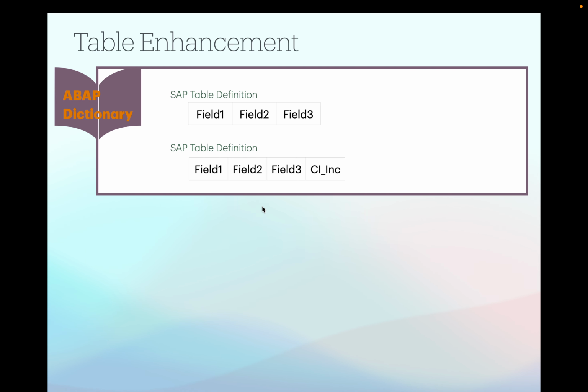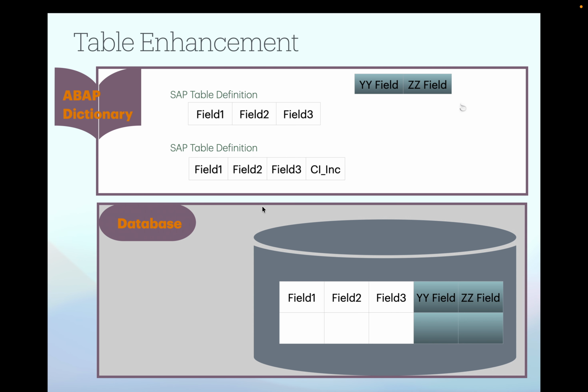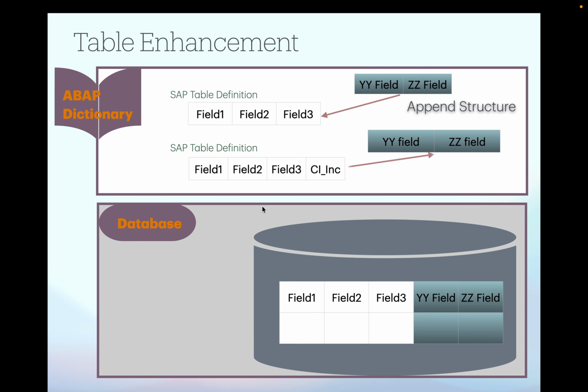So first of all, we will move to the enhancement. First enhancement, that is dictionary object enhancement. We can proceed further. We can enhance the tables and structures with the field using the following options. These are append structure and customizing include or CI.